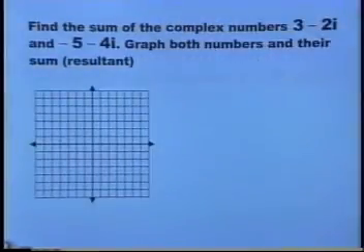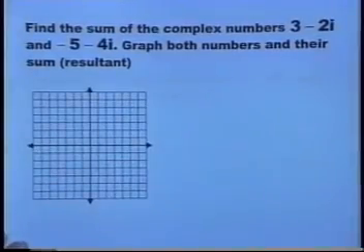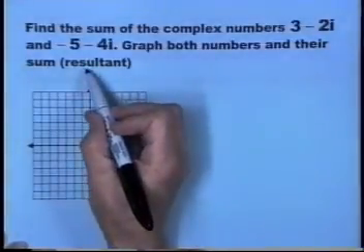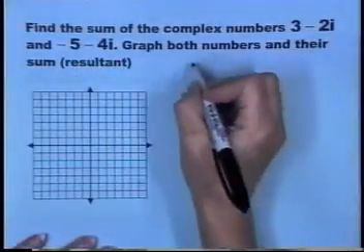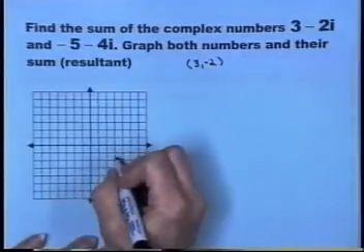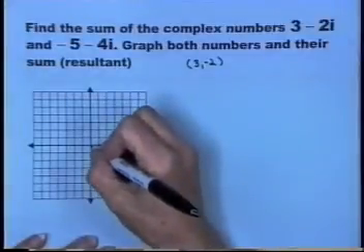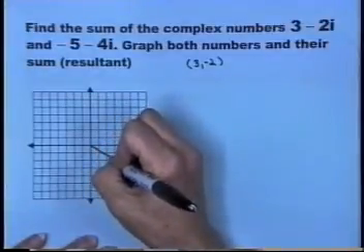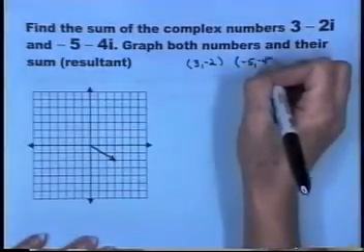Find the sum of the complex numbers 3 minus 2i and -5 minus 4i. Graph both numbers and their sum, and you'll notice I've put here resultant. I'll show you why I've used that terminology. Again, this first complex number is (3, -2). So we had graphed that, I believe. I think that's the same one I used a minute ago. So there's the first one. The second is represented by -5, -4.